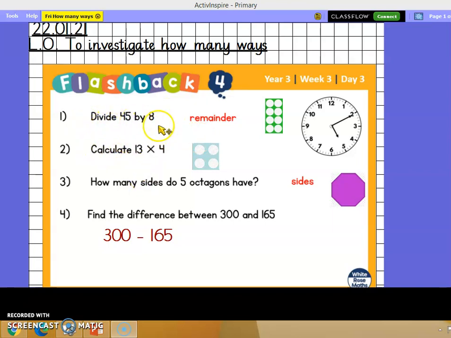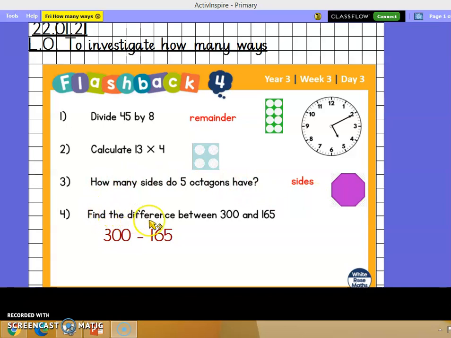Number 1, divide 45 by 8, and there will be a remainder. I've shown you this to help you picture what to do. Number 2, calculate 13 times 4. I've put a 4 here in case you need it to help you. Number 3, how many sides do 5 octagons have? I've shown you 1 octagon here to help you.